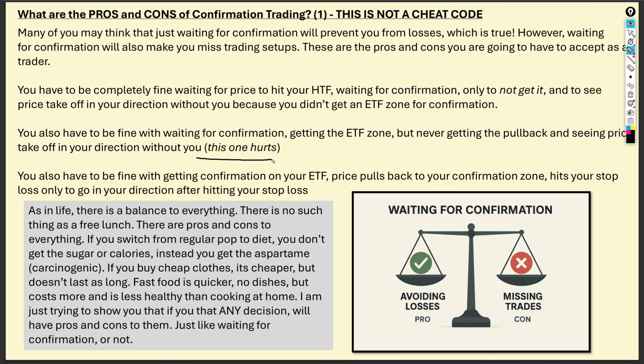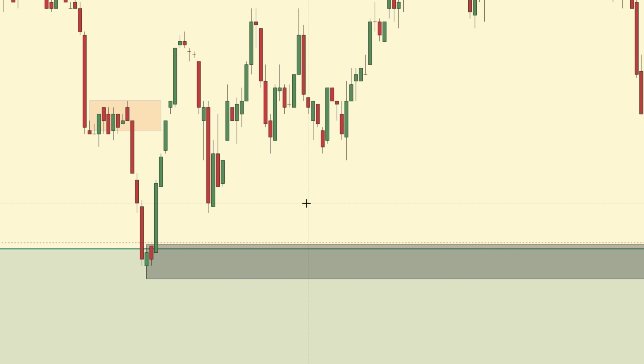And this one really, really stings, especially if you're waiting 2-3 days for price to really pull back. You also have to be fine with getting confirmation on an entry time frame. Price pulls back to your confirmation zones and then hits your stop loss, only to go in the direction where you already were. So again, going back to a real chart example here.